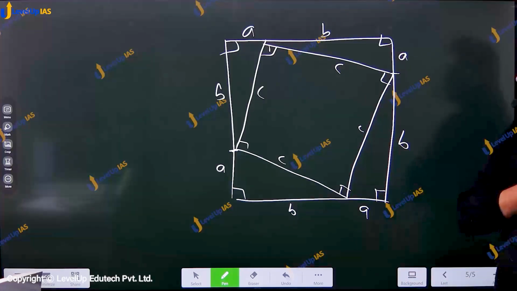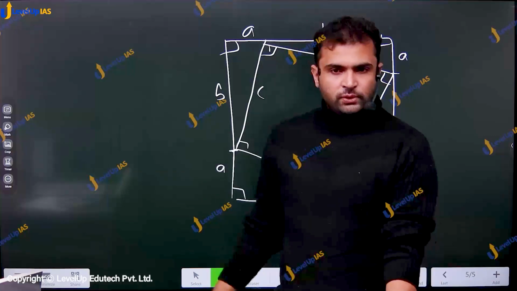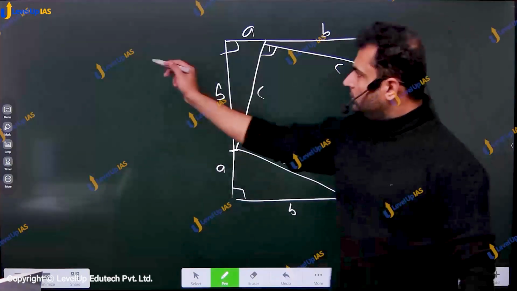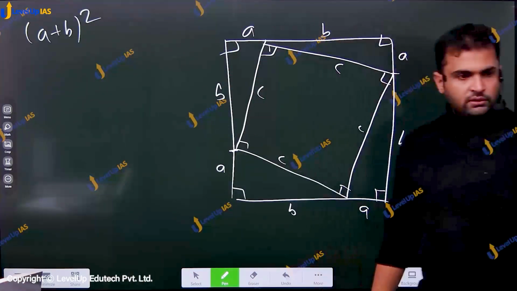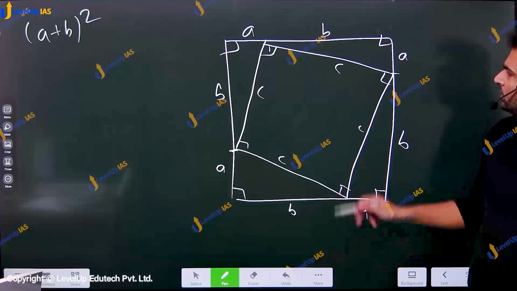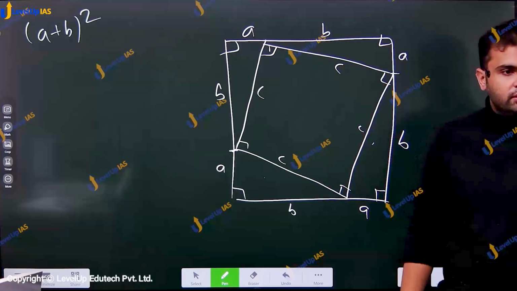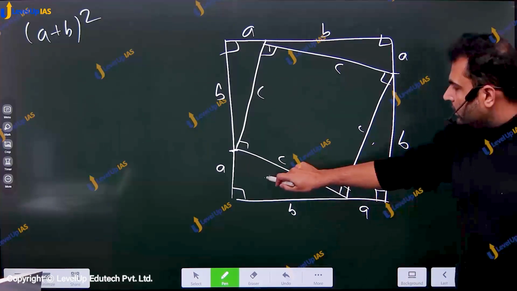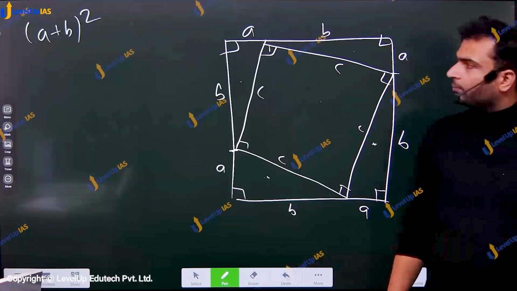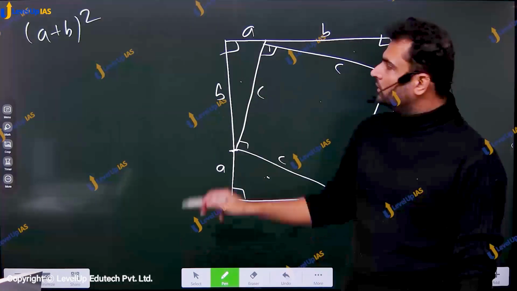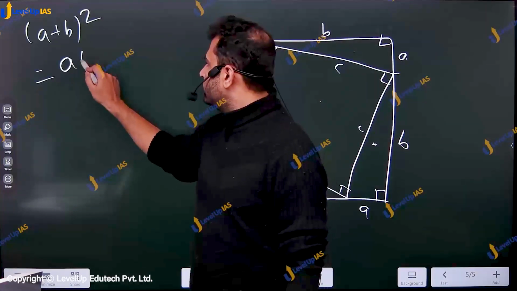In this arrangement, I try to calculate the area of the big square. What is the area of a square? Square of the side. So it is (A plus B) square. It is also equal to the sum of the areas of these four triangles plus the area of this internal square. What is the area of this triangle? Height into base by 2, which is A into B by 2.